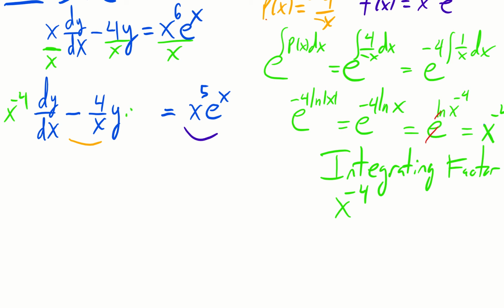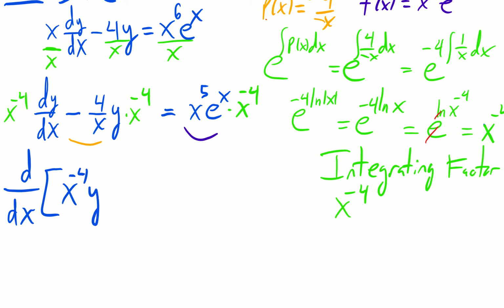So multiply every single term by this x to the negative 4th. And here's what we're going to end up getting. We know that this produces an exact derivative on the left-hand side. That exact derivative is always the integrating factor times y. And then this is going to be equal to, on the right-hand side, we have a little bit of multiplication by like bases, so we can add those exponents. x to the 5th times x to the negative 4th would give us x to the 1st times e to the x.